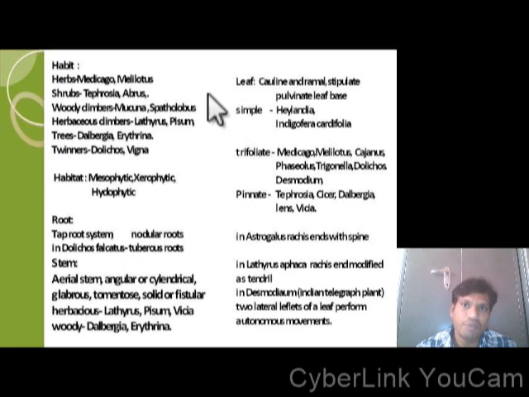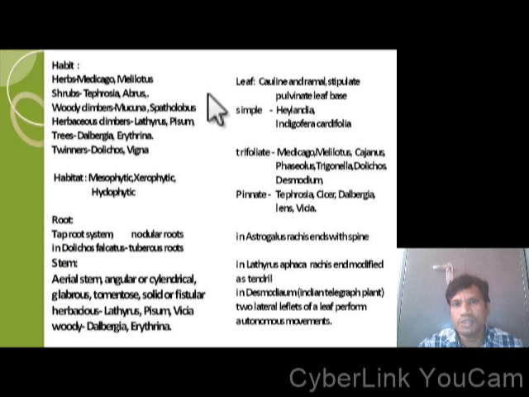This pulvinate leaf base is also a particular character in Leguminosae members, where the leaf base is somewhat bulged. That is the identification character of Leguminosae members. There are three different types of leaves: simple leaves, trifoliate leaves and pinnate leaves. Simple leaves we observe in Hardwickia and Indigofera cordifolia, a cordate simple leaf.